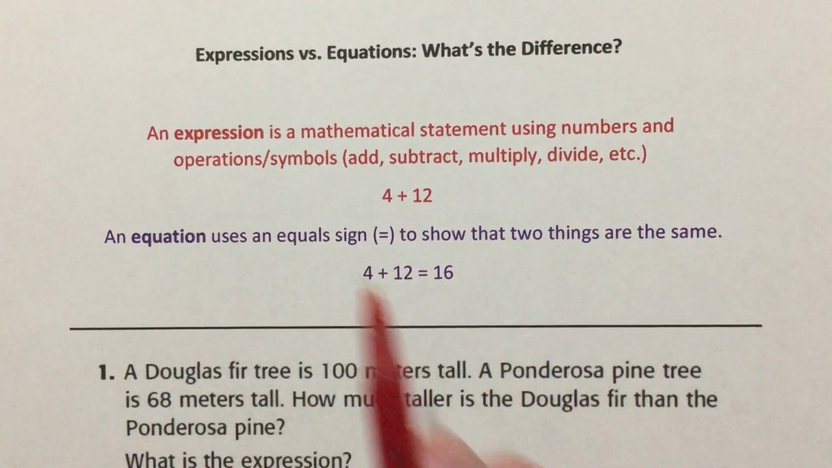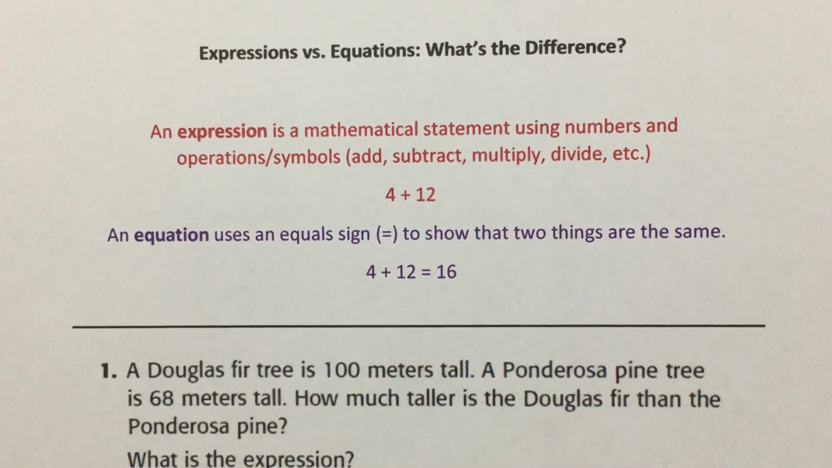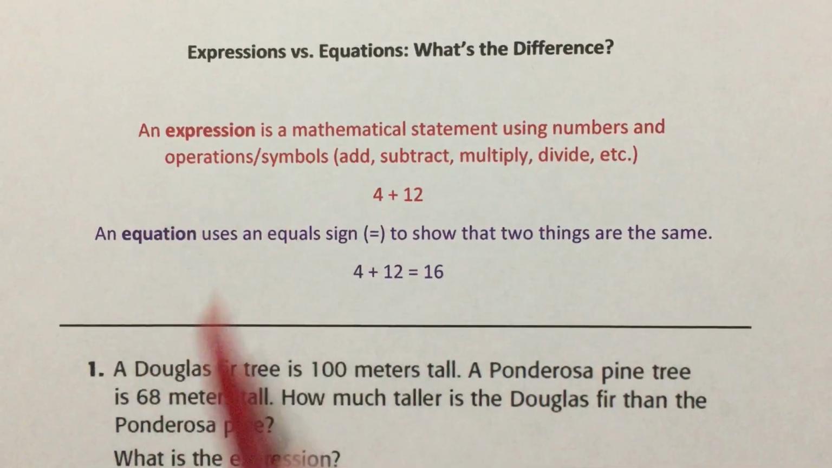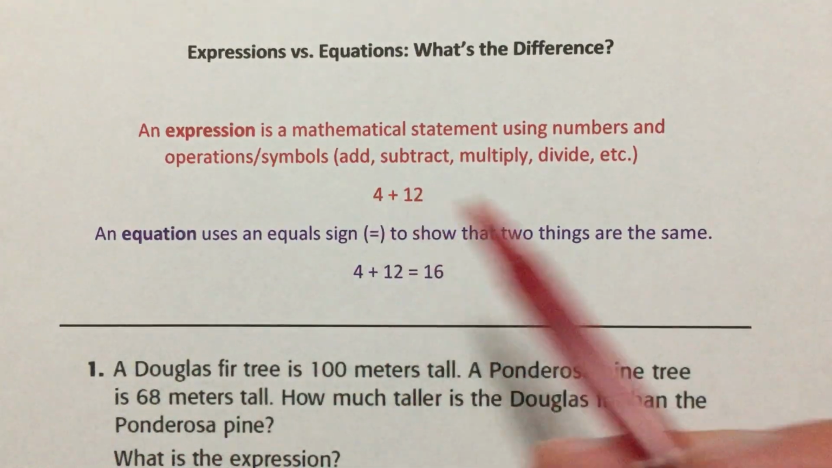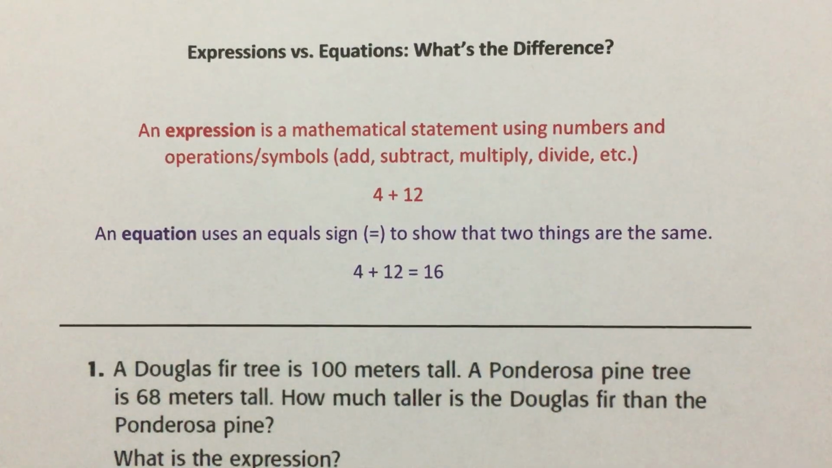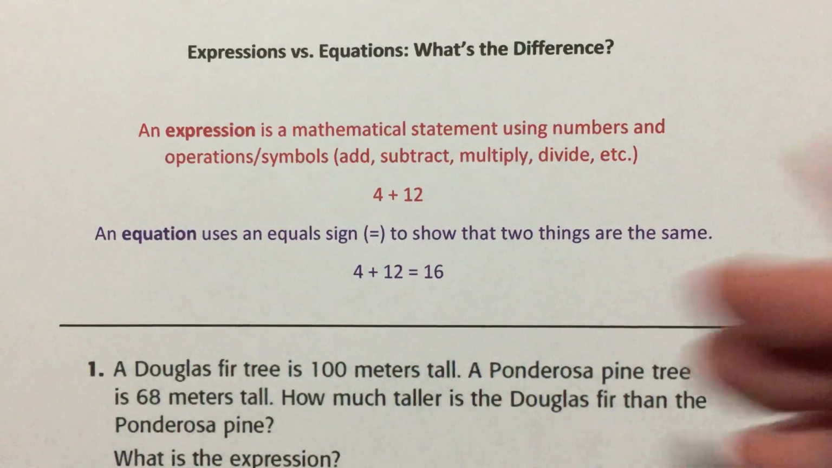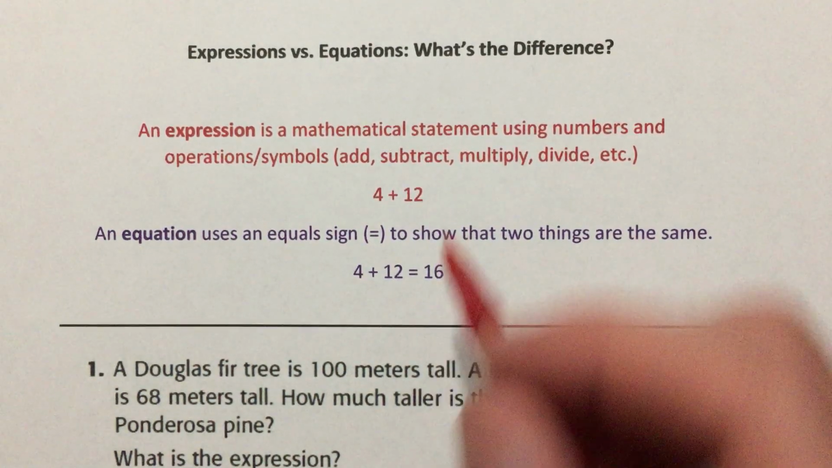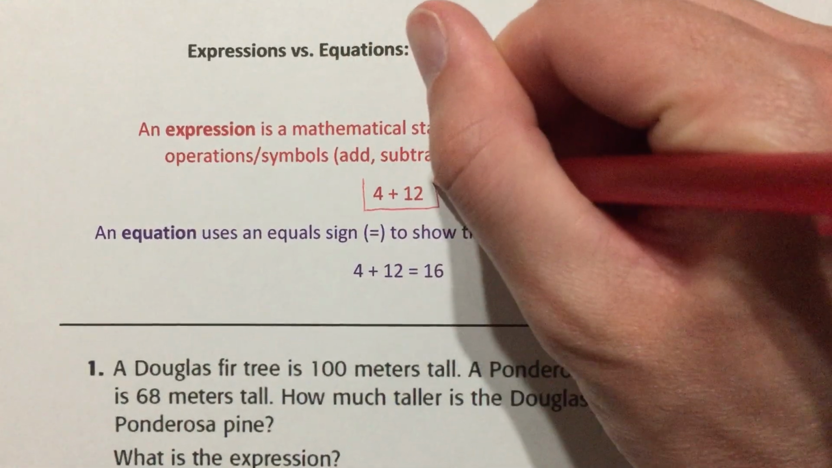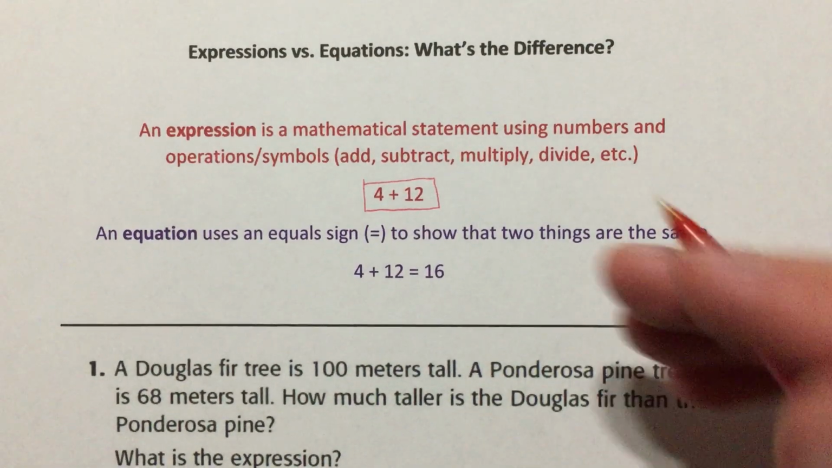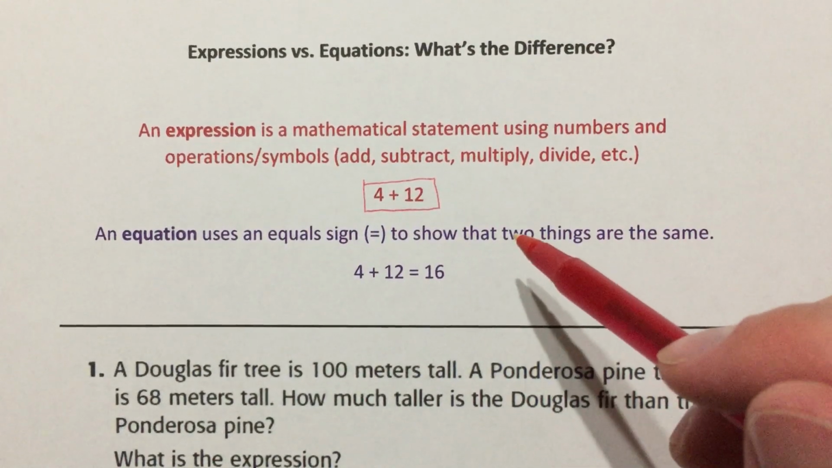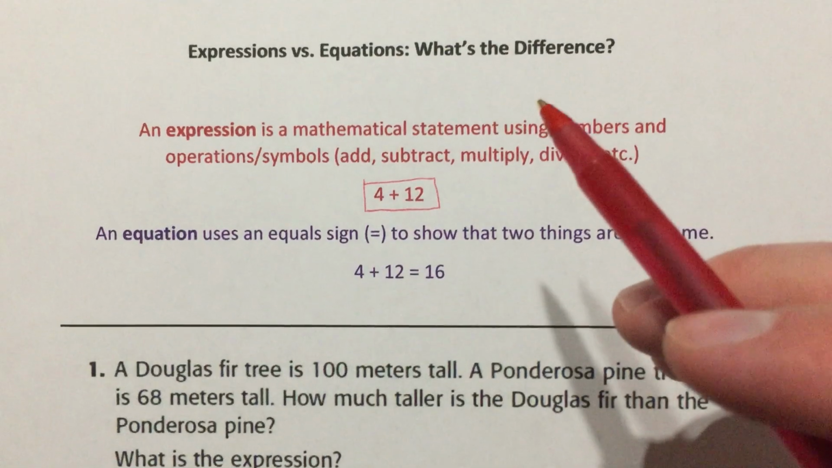An expression is some type of mathematical statement that's using numbers and operations or symbols. Plus, minus, times, dividing, whatever it happens to be. So adding, subtracting, multiplying, dividing, that kind of stuff. But there's no equal sign. You notice right here? 4 plus 12, that's all there is. There is no equal sign. It's just 4 plus 12. And that's the difference between an expression and an equation.